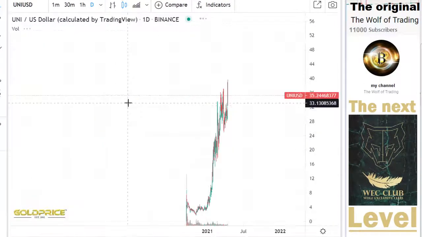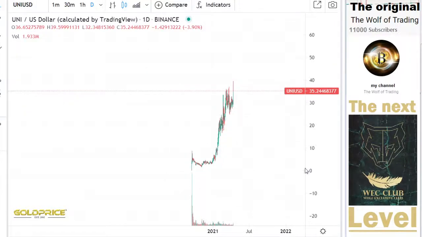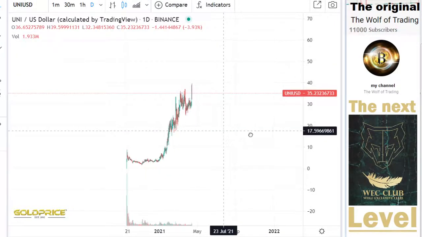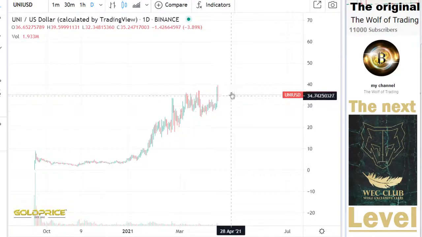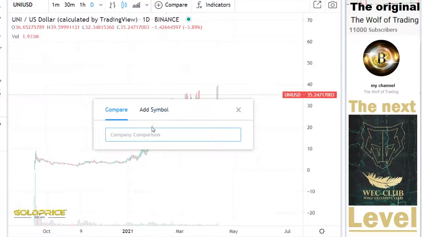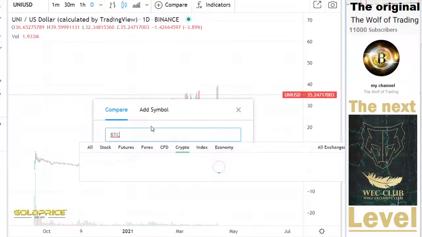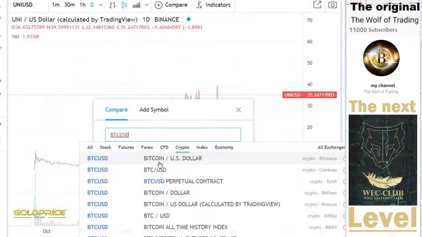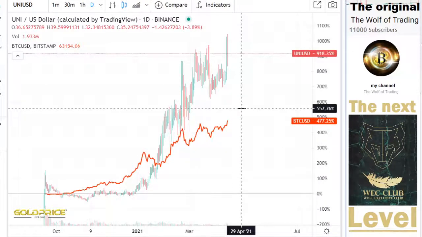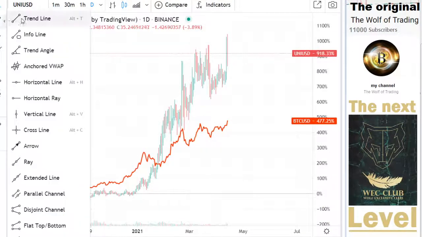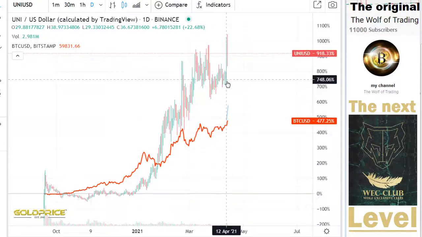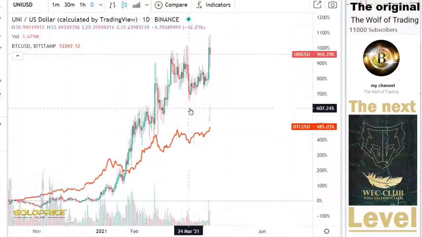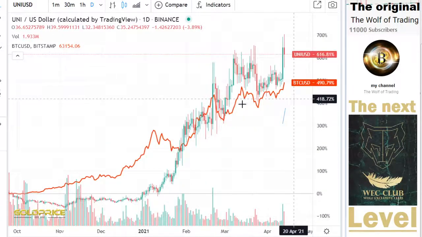Let's look and show if Uniswap has potential or not. Let's look at this price. You can see the price is rising to $40. And let's compare this with Bitcoin and see if it has potential or not. I expected that the price of Bitcoin will go to the top side, and you also see the price of Uniswap is going to the top side.